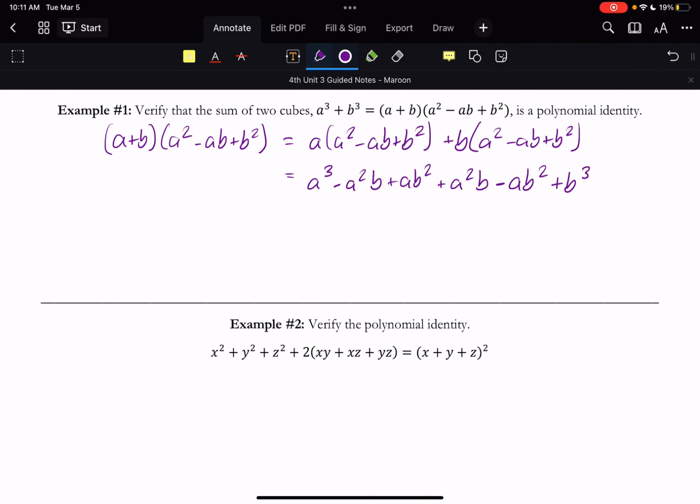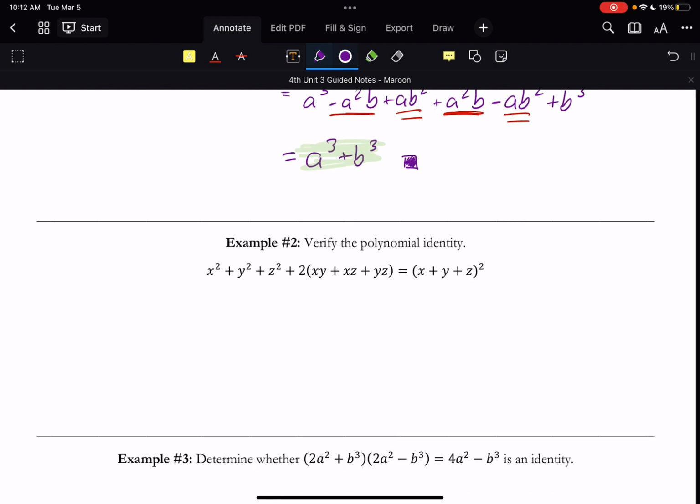Now I'm going to collect my like terms and combine them. So I have negative a squared b and positive a squared b, and ab squared and negative ab squared. When I combine those like terms, they all cancel each other out. That leaves me with a cubed plus b cubed. Now I have shown that I am able to get that other side, so I have verified that that is an identity. And again, notice that I didn't add or subtract a cubed or b cubed. I manipulated one side and did all the math to show that they are in fact equivalent no matter what.